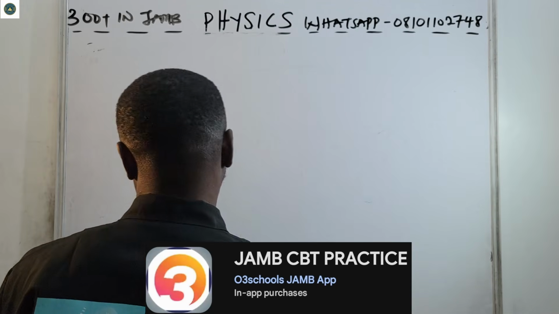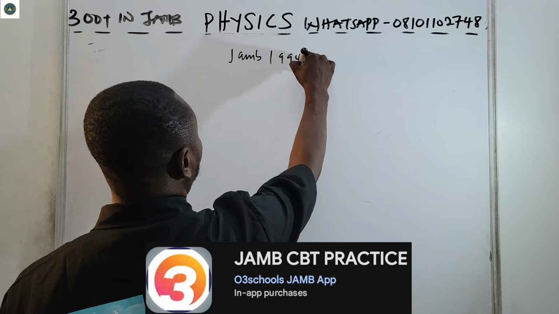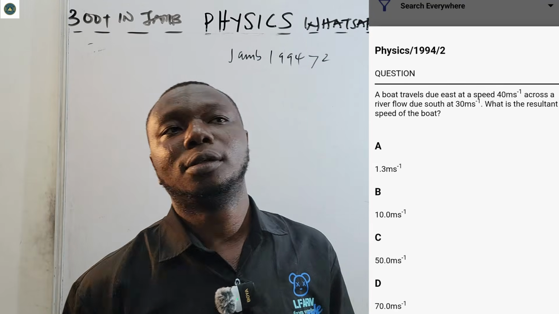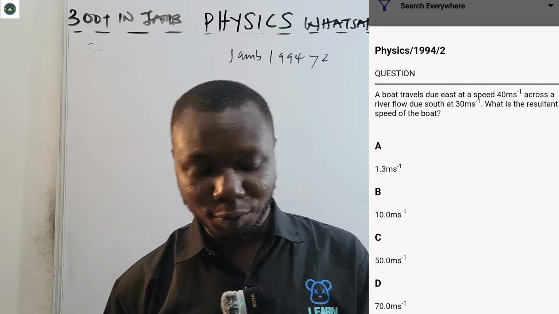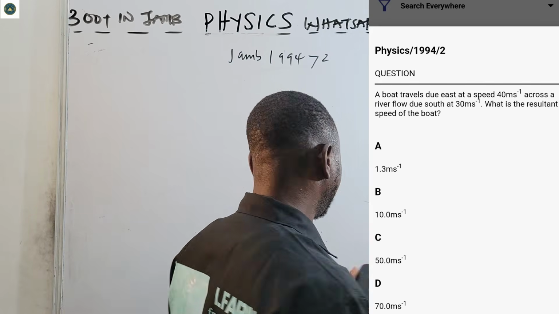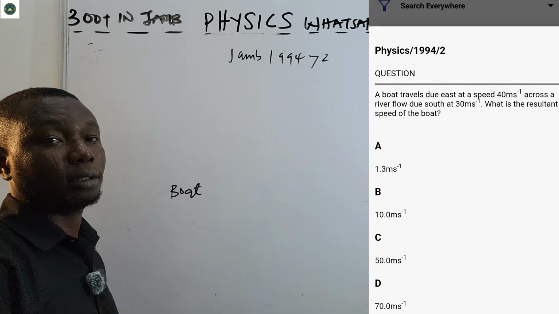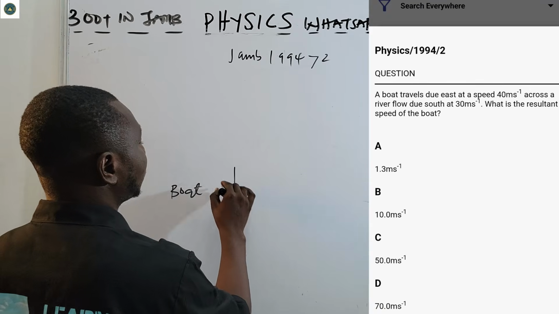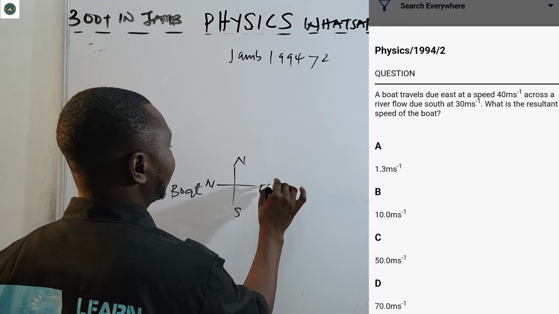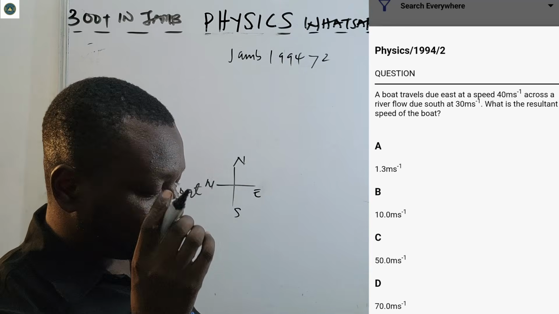Now, another question here says, JAMB 1994, question 2. We have a boat. The boat floats on water from the law of flotation. A boat travels due east. So let's say this is the boat. When you hear the word due east, try and create your cardinal points. The reference point is the north. So north, south, you have west, you have east.